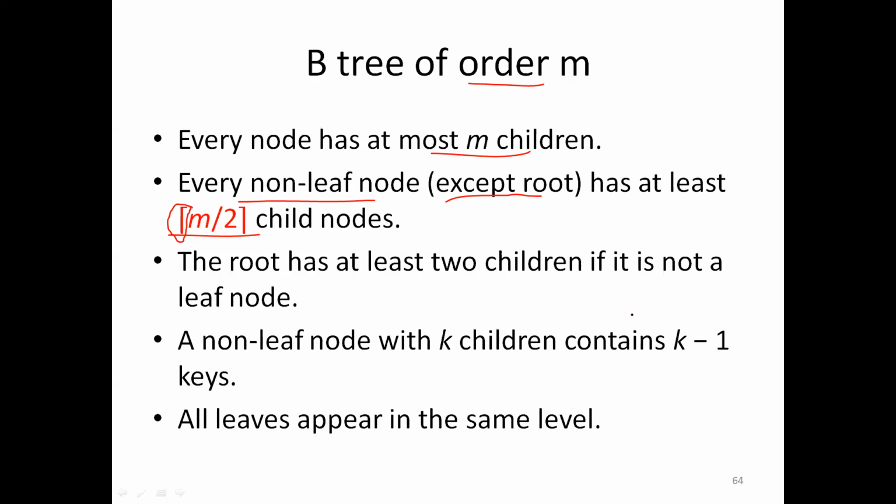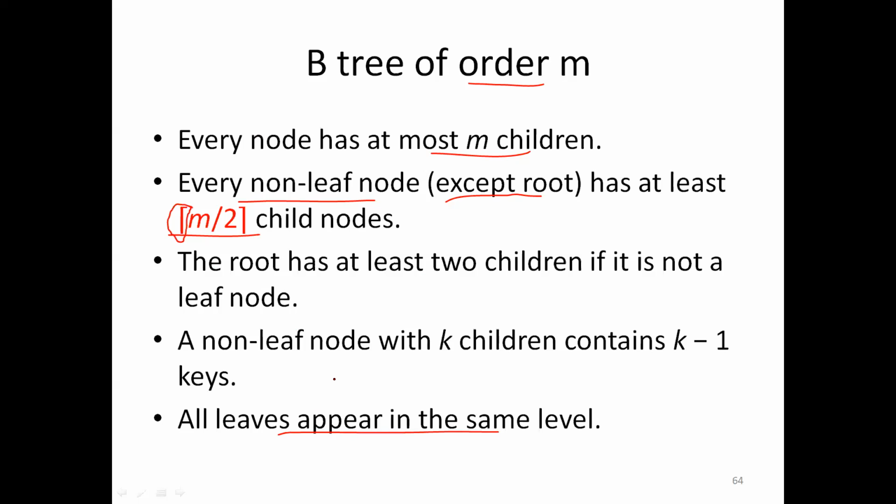Okay, obviously we have discussed the same thing. It has k minus 1 keys. All leaves appear at the same level. This is the important property of the B tree. So what I mentioned in the slide is the properties of the B tree.